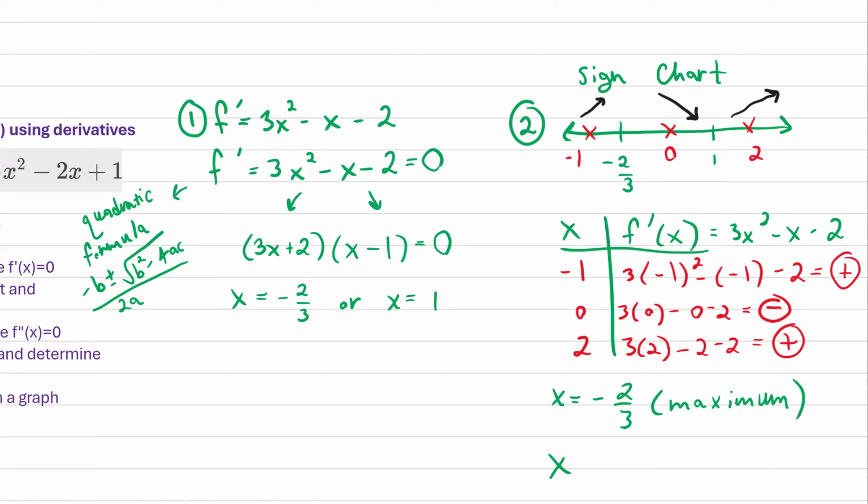Okay, and then when we get to the critical value of +1, we're going in a decreasing direction and then increasing again. So that only happens if you have a minimum at that point. So x equals +1 will be our minimum when we get to the sketch of the graph. Great, so step 2 done.